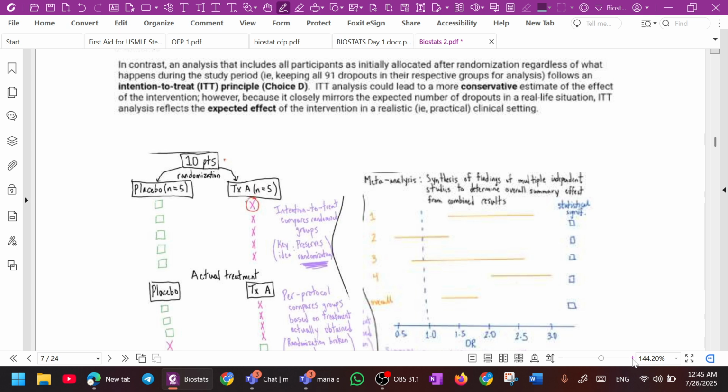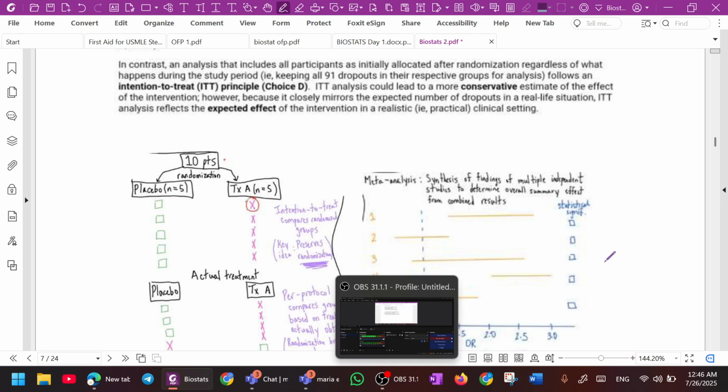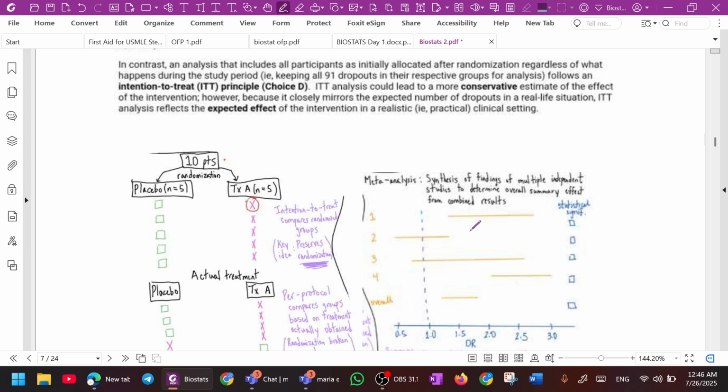Okay, next. Okay. You got it? Yes. Only the problem in the meta-analysis. I don't get it. Okay.